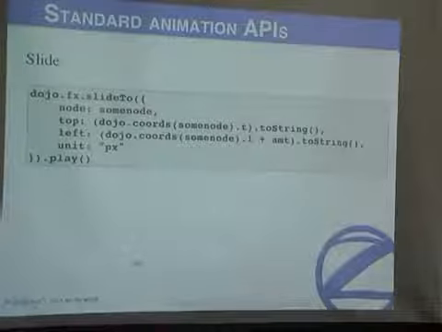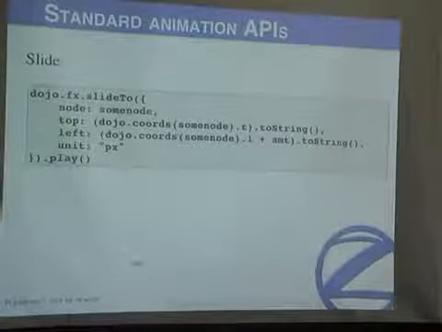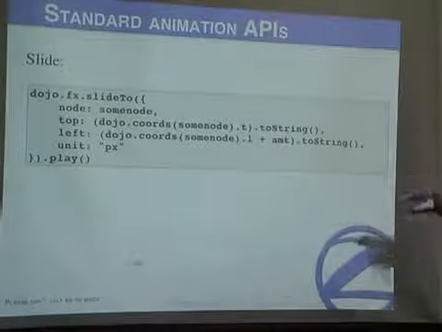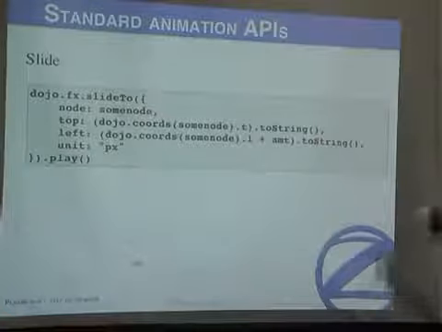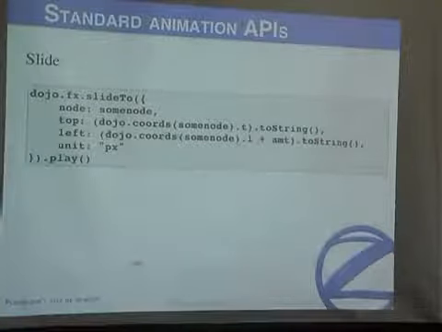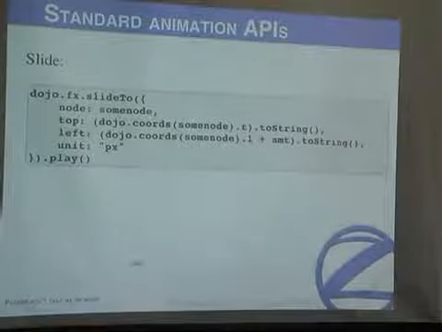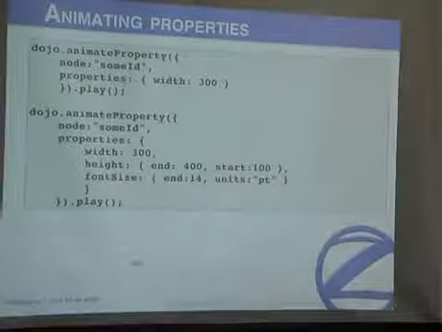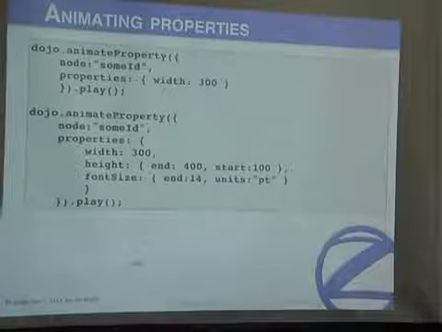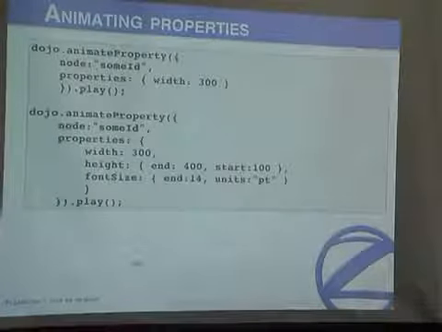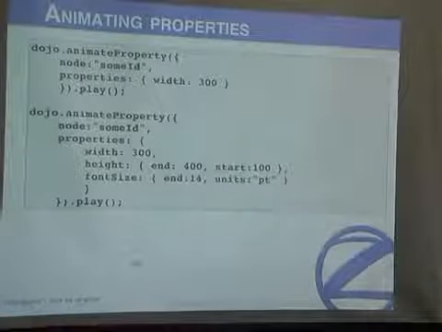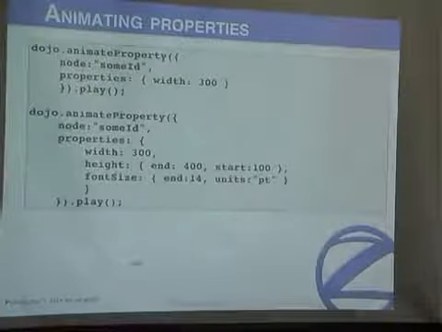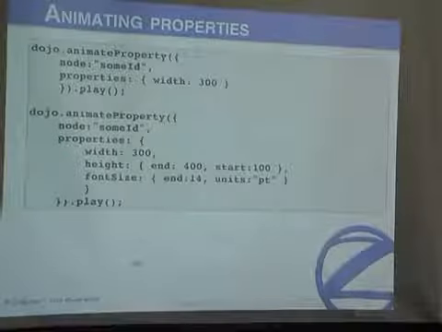They've got slide to, which is really bizarre in terms of how hard it is, because it basically says, take some element and move it from where it is now to some other position, and the way they specify the position is kind of strange. Then they have a more general API for animating properties, which is a little bit closer. You've got some node and you can specify one or more properties and tell it to animate them from where they are now to where you want them to be, or you can provide starting and ending locations.